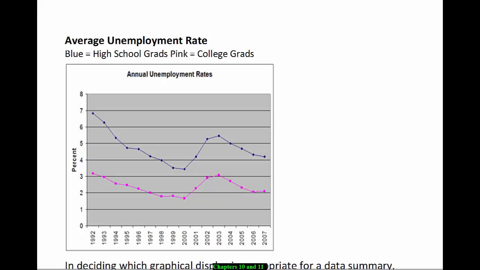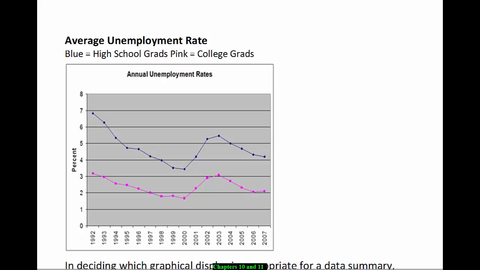It's depicting the data we just looked at in the 2 tables in a very concise way. The vertical axis is the percent, and the title clearly tells us it's the annual unemployment rates. Notice that we've collapsed each year down into one data point. So for 1992, we have 1 data point for high school grads and 1 data point for college grads.